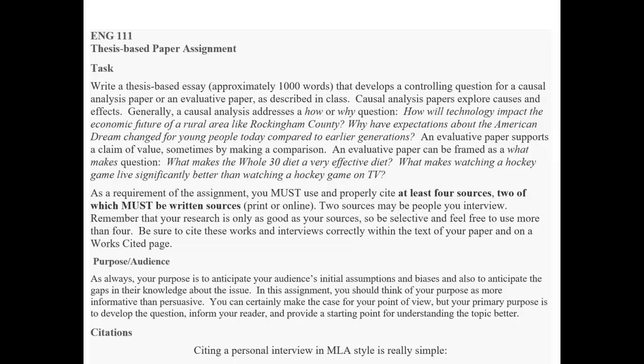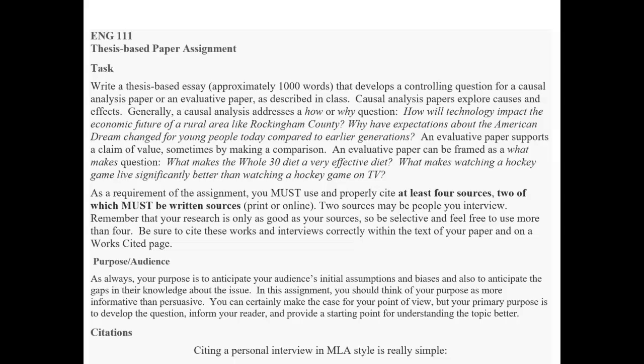In this assignment, you'll write a paper, approximately 1,000 words, you may think in terms of 6 paragraphs, that develops a controlling question for a causal analysis paper or an evaluative paper as described in class. Now, both of these approaches will be described in the video, What is a Thesis-based Paper, that is part of this week's module.